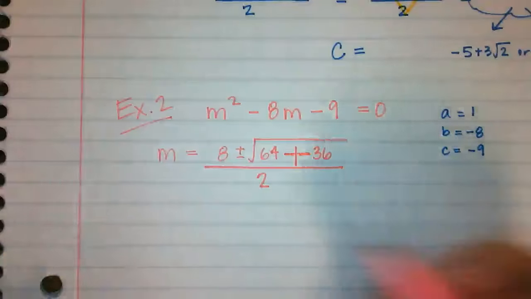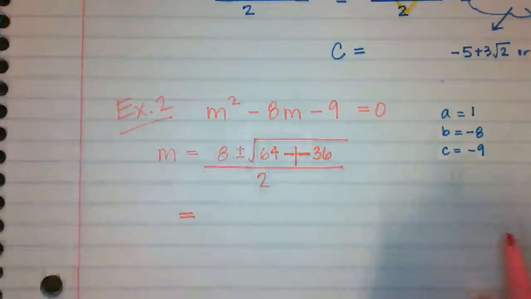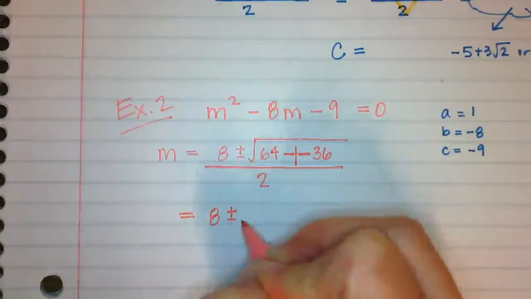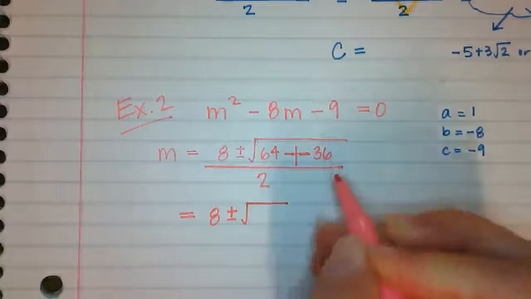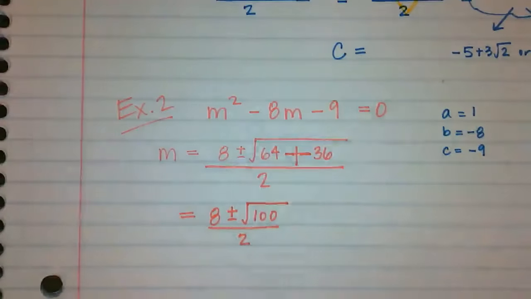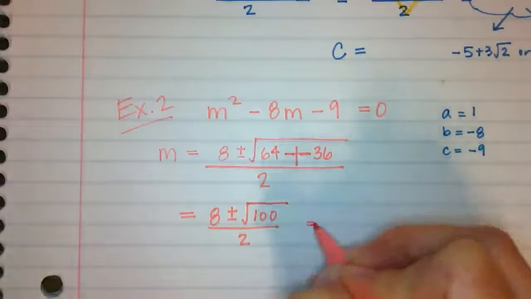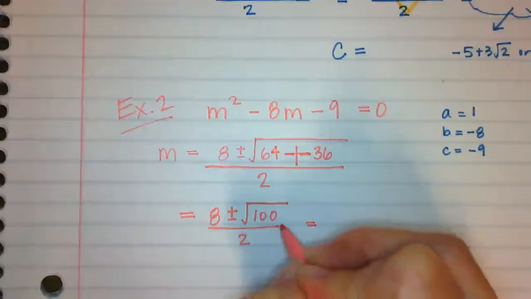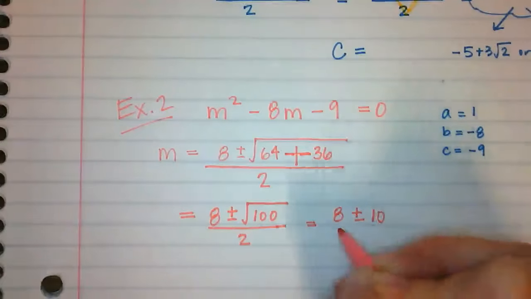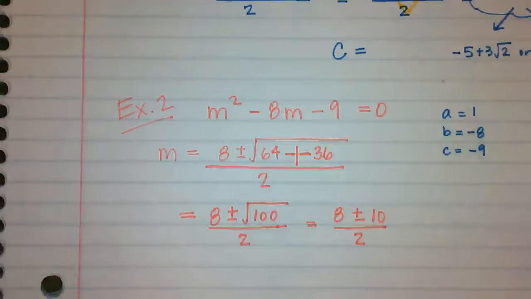So now once I've filled it in, I just need to evaluate using order of operations. So we have 8 plus or minus the square root. 64 plus 36 is 100. All of that is over 2. Then we can simplify the square root. So we have 8 plus or minus 10 over 2.